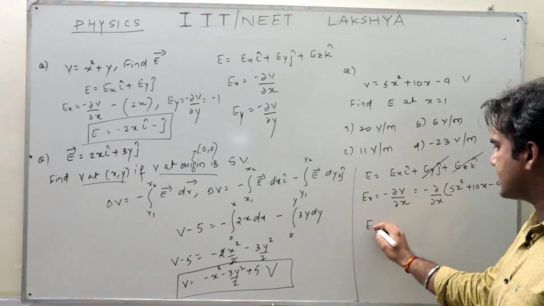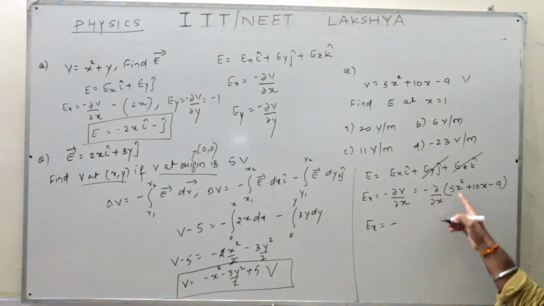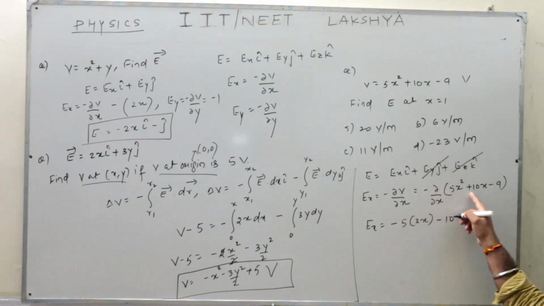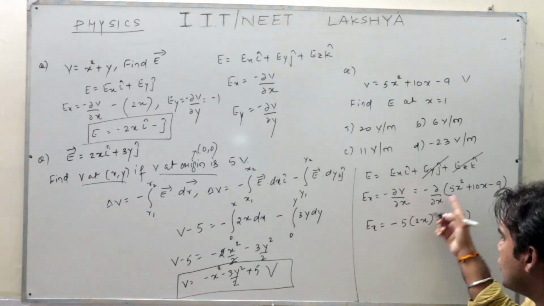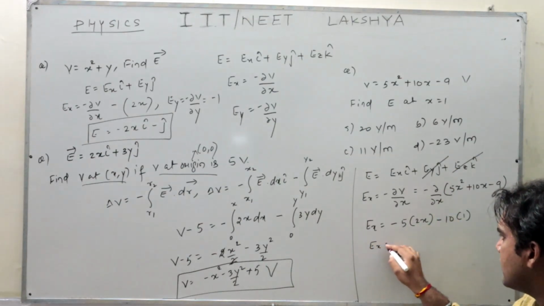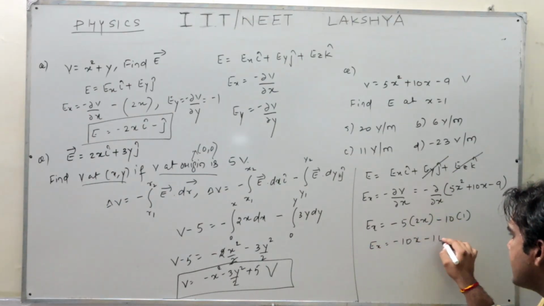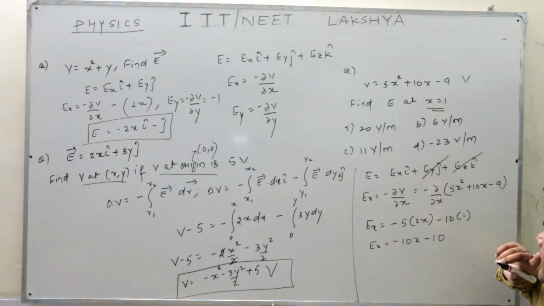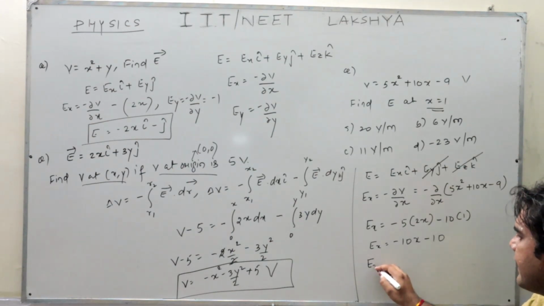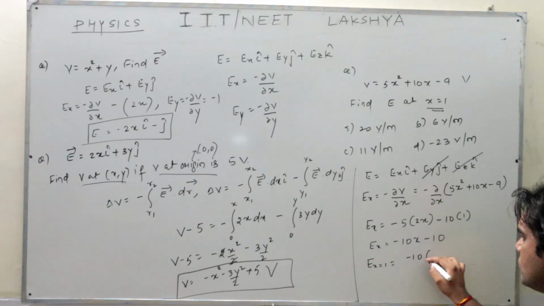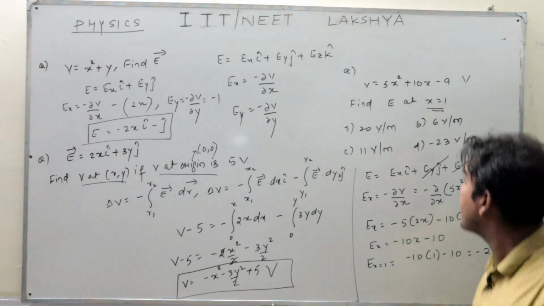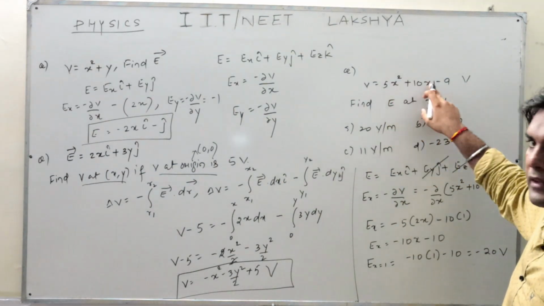So let us find Ex. Minus came out. Derivative of 5x square is 5 into 2x, minus 10. Derivative of x is 1, and derivative of a constant is 0. This is differentiation you are doing. Now Ex became minus 10x minus 10. But you need to find it at x equals 1. So substitute here, minus 10 into 1 minus 10. How much are you getting? Minus 20 volts.